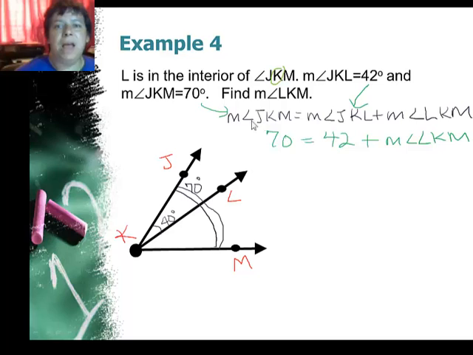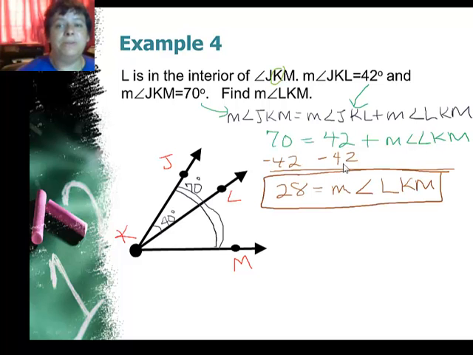So I write an equation, angle JKM equals JKL plus LKM, and I substitute in 70 and 42. So 70 equals 42 plus the measure of angle LKM. And I apologize that my L looks like an angle symbol. Then the next step is to subtract 42 from both sides because we're trying to isolate our unknown here on the right. And I get 28 equals the measure of angle LKM.